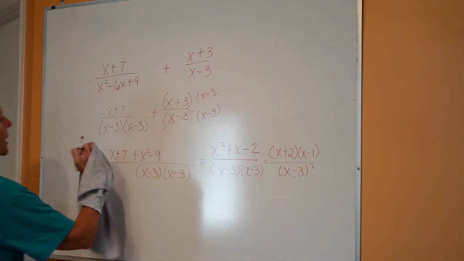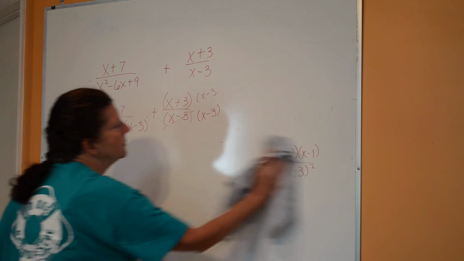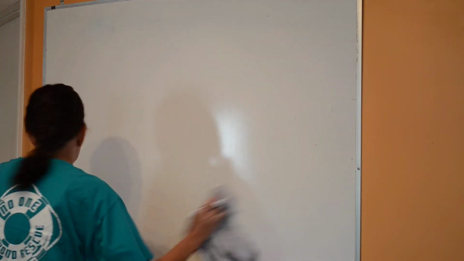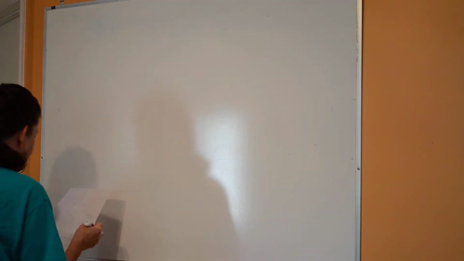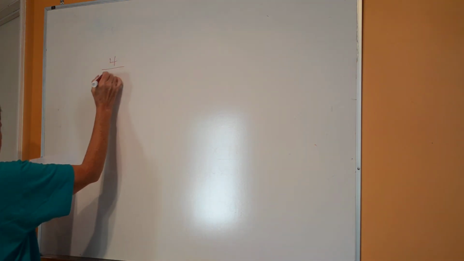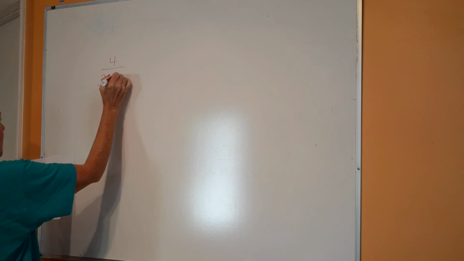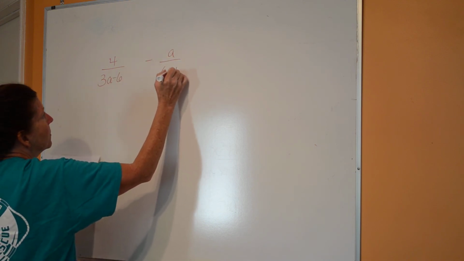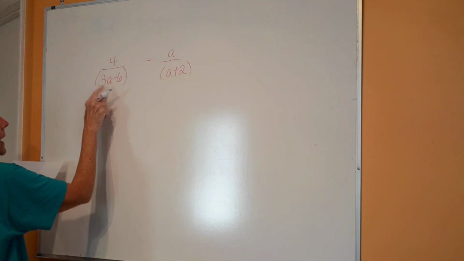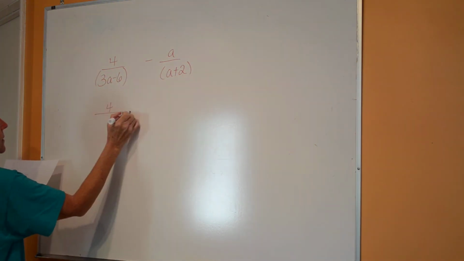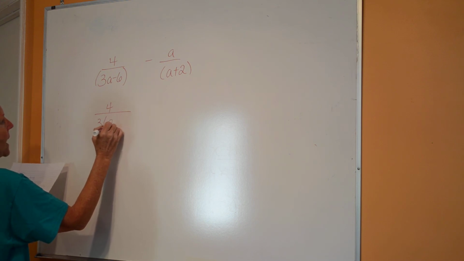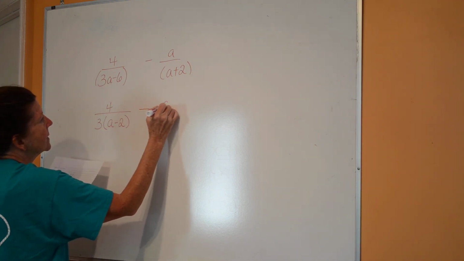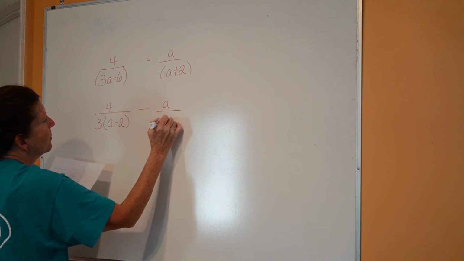All right, now we're going to try subtraction. Now subtraction has a little trick to it because the subtraction has to be distributed to all of the second terms. So look at this, you have 4 over 3a minus 6 minus a over a plus 2. All right, again, I'm going to factor whatever I can factor. So I'm going to factor out the 3, so it's a minus 2. And then I have a minus the a over a plus 2.